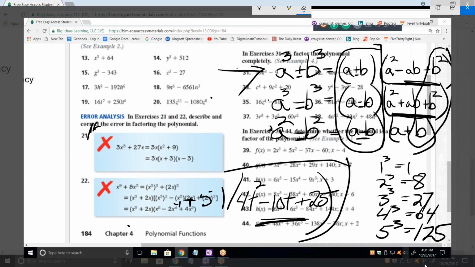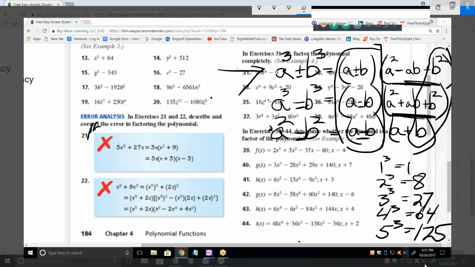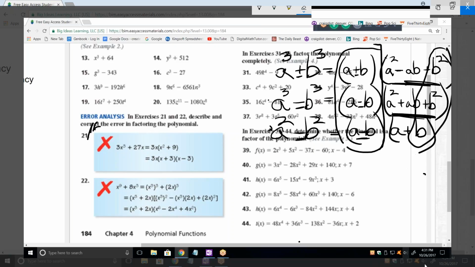Number 20. Can I erase these formulas on the right? Sure, you got them memorized? You know your perfect cube numbers? Just remember that if the first term is cubed, then you can figure out that it's cubed stuff. Okay. What was the next number? 20. Okay. This one right here.